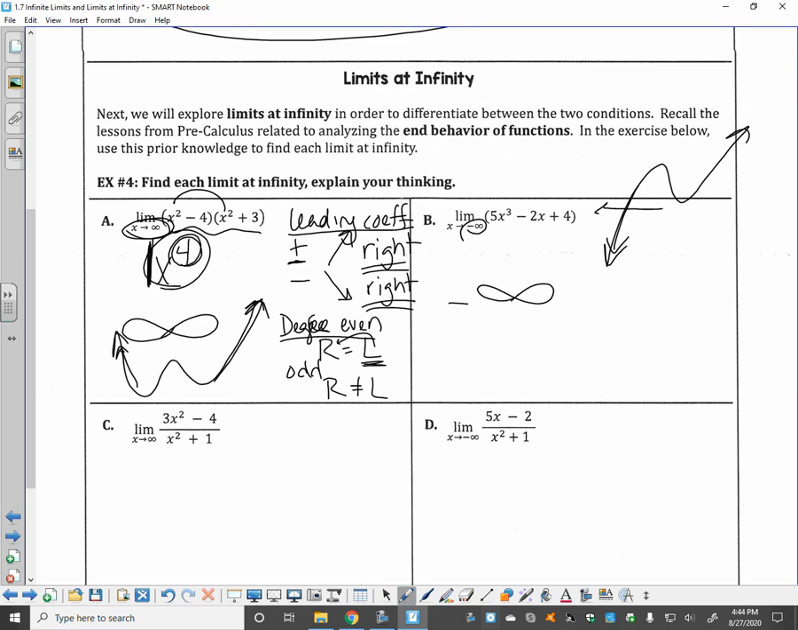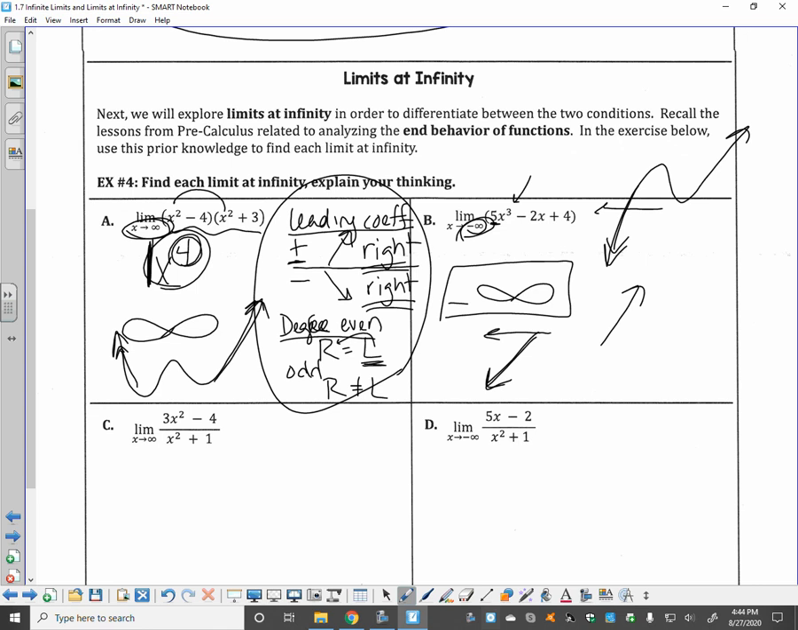All right, so here's how all this stuff comes into play. Leading coefficient's positive, so I know I rise to the right. Degree is odd, so I know I do the opposite to the left. And that's how I know when x is headed towards negative infinity, my y is also headed towards negative infinity.